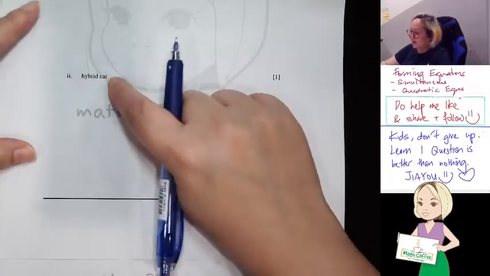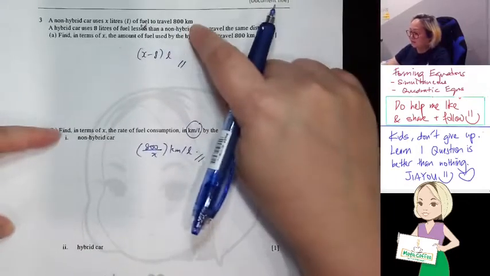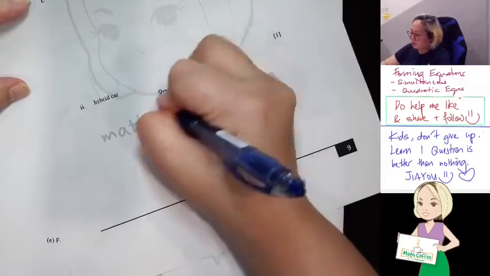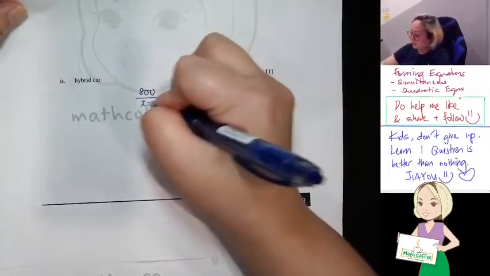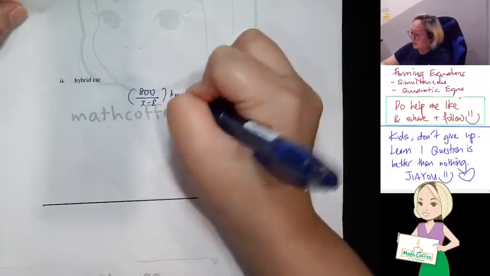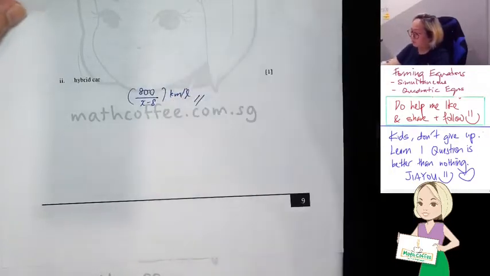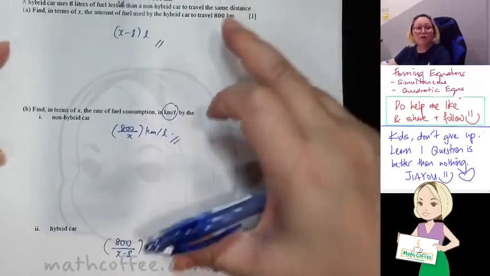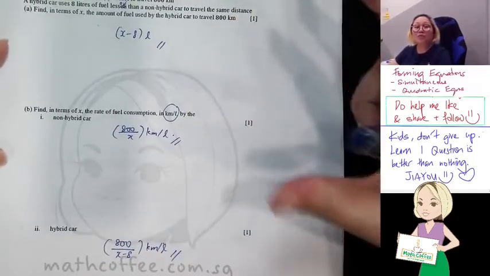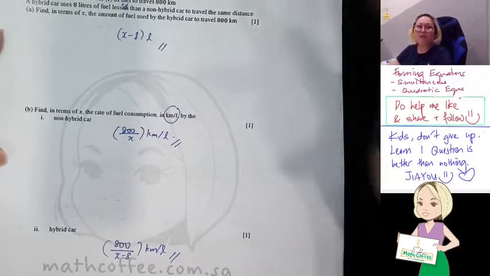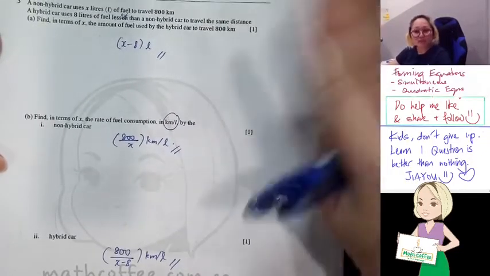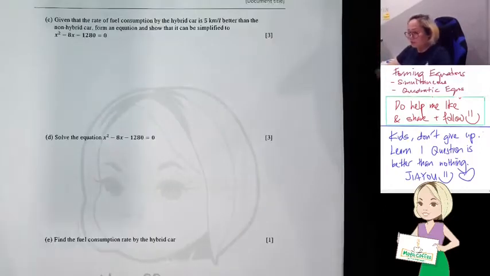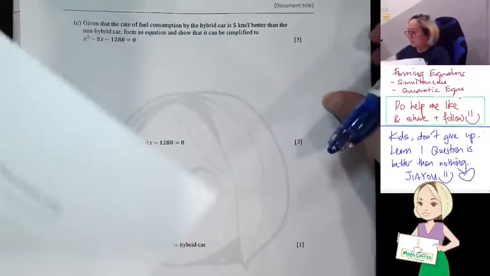Next, hybrid car. The hybrid car is traveling the same distance, which is 800. So you will do 800 over x minus 8, again in km per liter. Usually the first few parts are guiding you to find out what expressions you need to form the equation. They ask you to form these expressions for a reason. Later you will use them. Okay, let's move on to forming the equation.